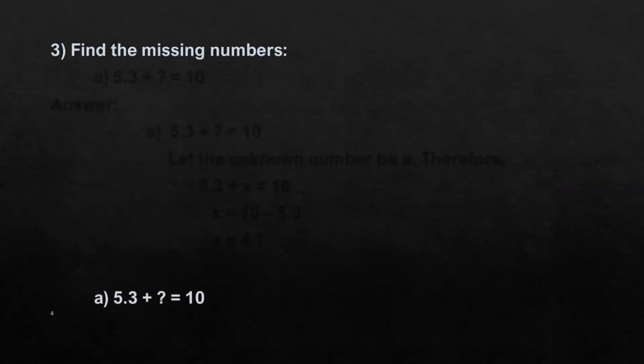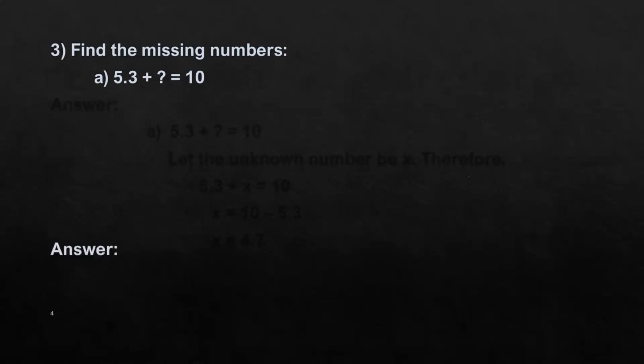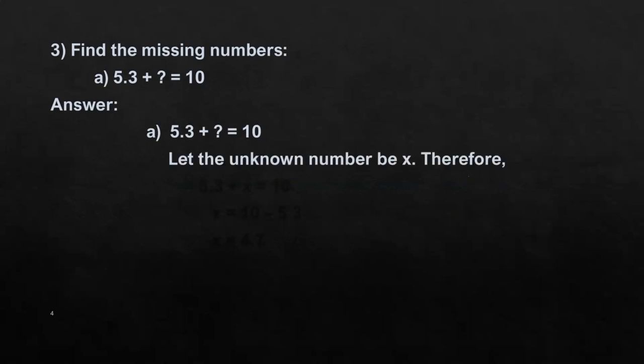Now let me move on to the third question. Here also we are finding the missing number. 5.3 plus some number gives you 10. We are applying the same steps we did in the first question, the same problem. The number is varying, that's all. I wrote this question first, then I took the missing number, that question mark, as x. Let the unknown number be x. Therefore, I'm rewriting the question by replacing the question mark with x: 5.3 plus x is equal to 10.